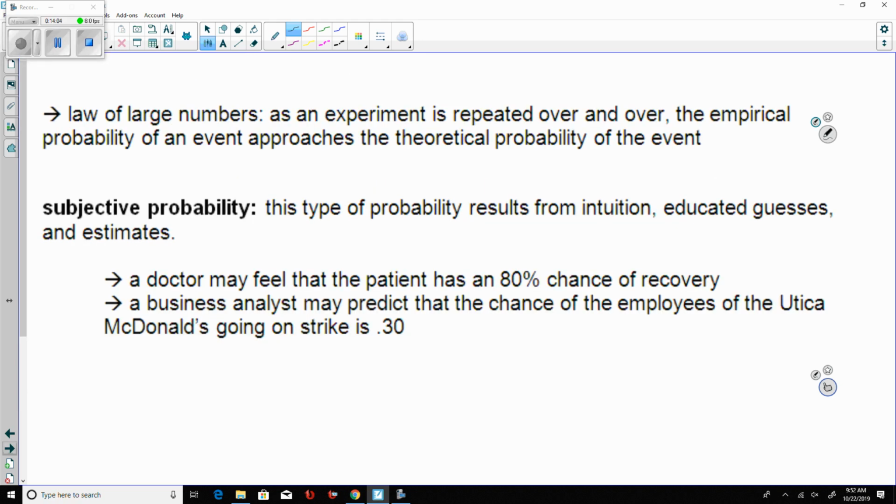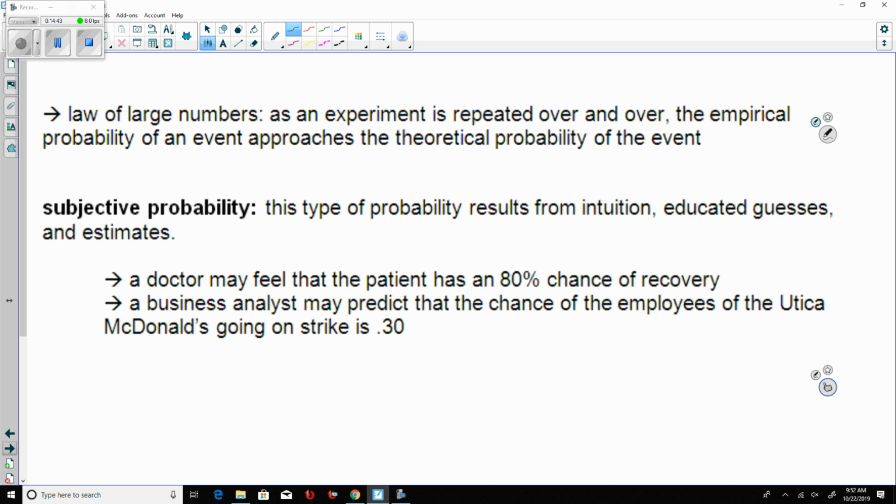All right, this stuff is on the law of large numbers, pages 138 to 139. With the law of large numbers, this is like the data that we've collected in chapter 2. The more data you collect, the more accurate your responses will be in terms of the mean, the standard deviation, and lining up. As an experiment is repeated over and over, the empirical probability of an event approaches the theoretical probability.